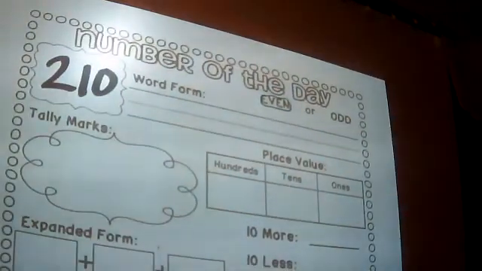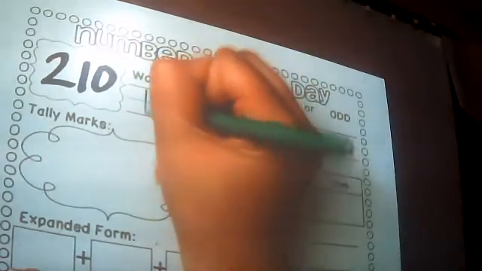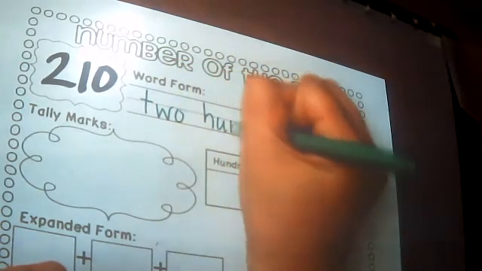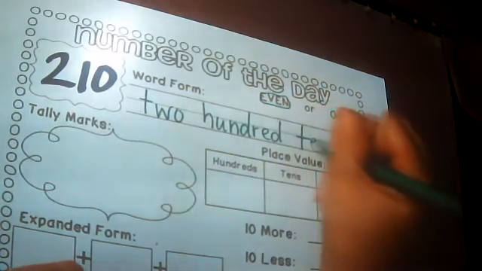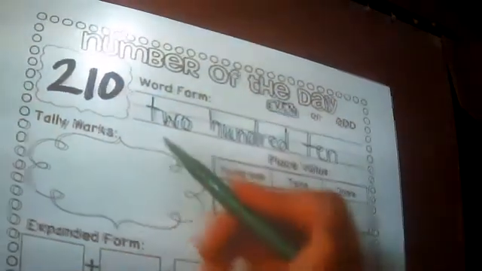So next you have to write it in word form. So you can try your best to spell the number. So this number is 210. And then we move on to the tally marks.